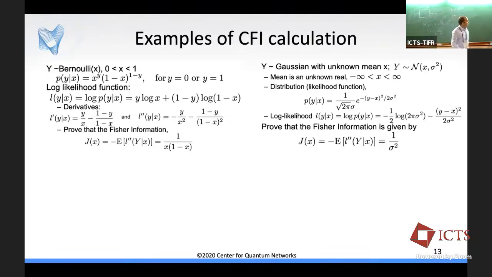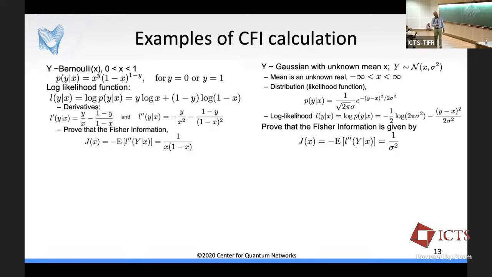The other one is a Gaussian distribution. So let's say Y comes from a Gaussian distribution whose mean X is unknown and the variance is sigma squared. Now, if you were to calculate the J of X from this, you will take the likelihood function. And here, I'm using the same formula, minus expectation of the L double prime, I get 1 over sigma squared.